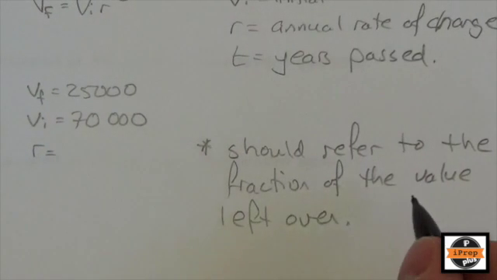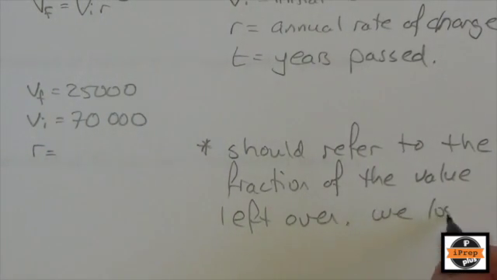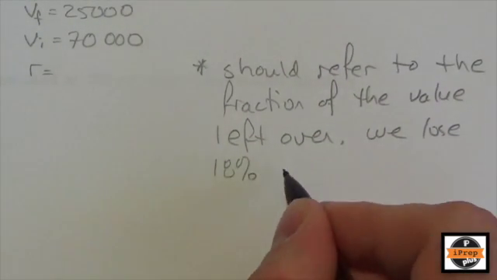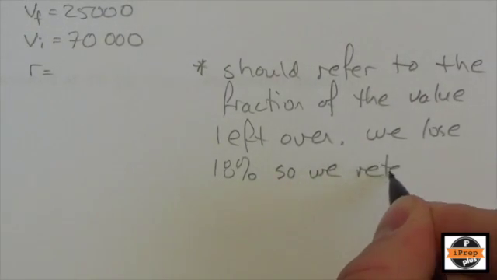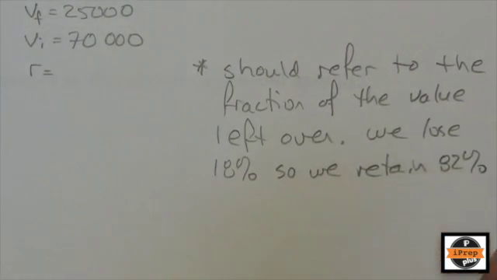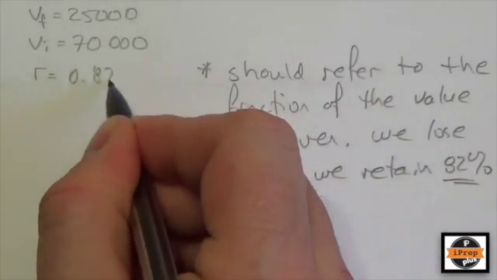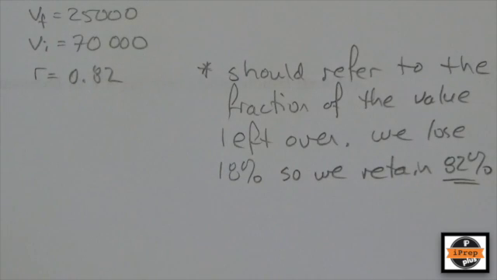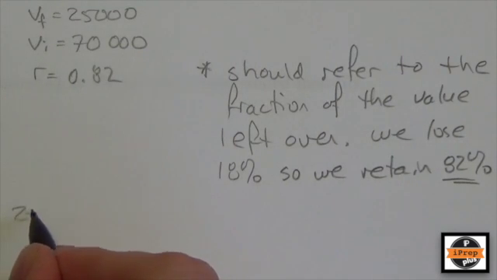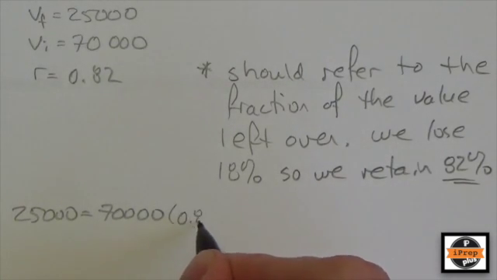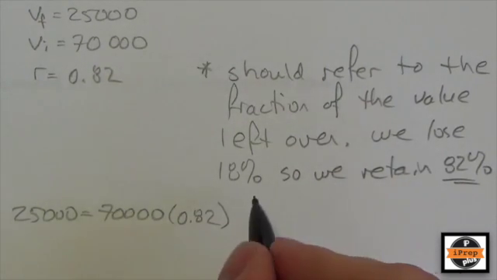So think about it like this. In this problem, we are losing 18%. So we retain 82%, and that's the number that's important. So when we come over here and talk about the R, this should actually be 0.82. Now let's put these things into our equation. We're going to get 25,000 is equal to 70,000 times 0.82, the fraction of the value left over, all to the T.